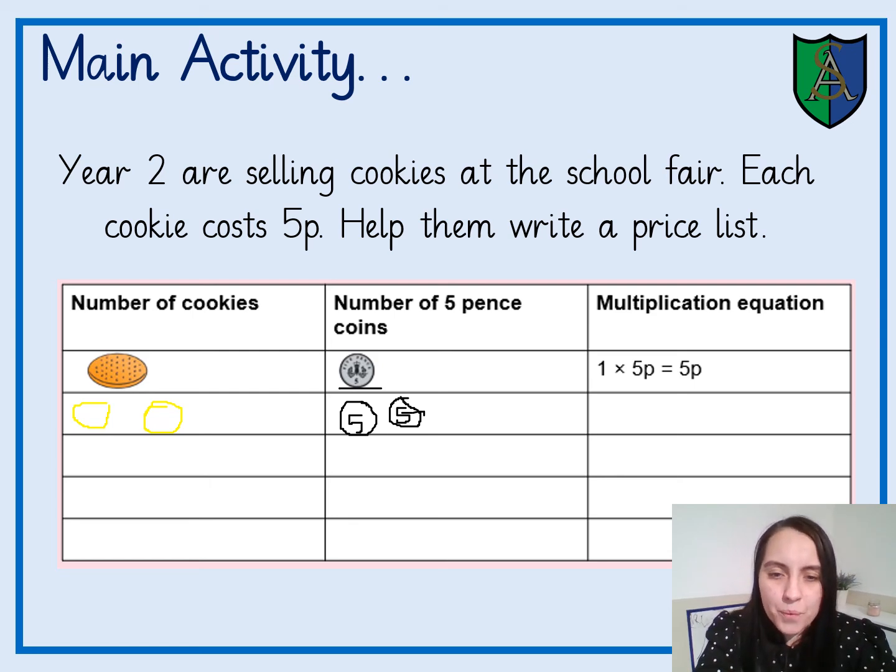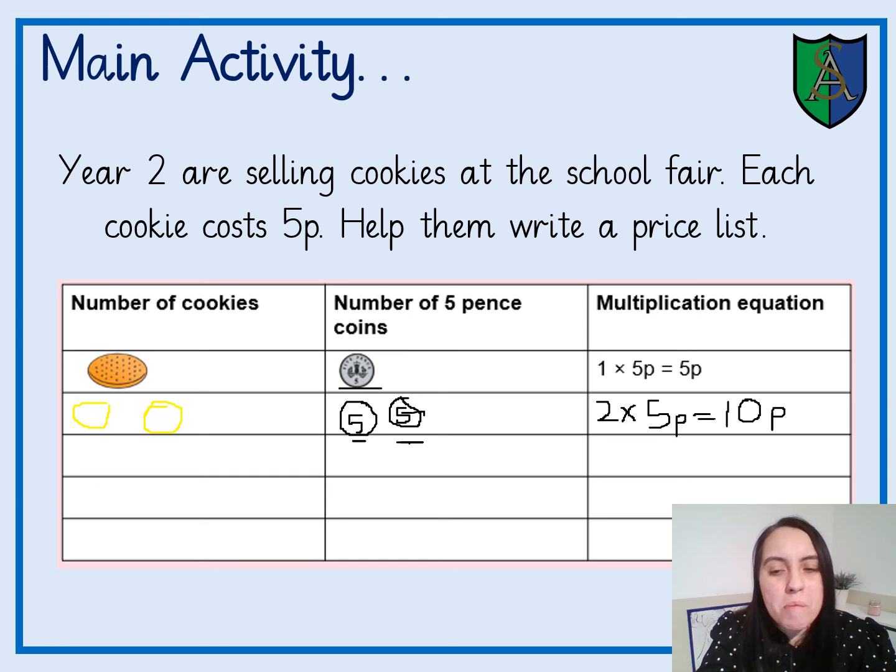Okay. So now we need to write the multiplication equation. So there are 2 cookies times by the amount that they cost, which is 5p. And let's count our 5p pieces now. So we need to count them in 5s, don't we? So our 5p pieces need to be counted in 5s. So there are 2 of them. So 5, 10. Okay? 5, 10. So 2 times 5 is 10 pence.